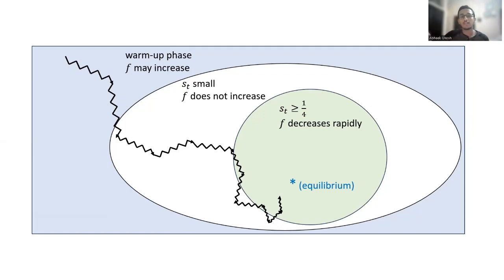Now, inside this white region, where S_T is between 0 and 1/4, is sufficiently small, the potential function F never increases. It may or may not decrease rapidly, but it never increases. On the other hand, there's another region denoted by green, where S_T is greater than or equal to 1/4. And the equilibrium point is also inside this green region. Now, when the potential function F is in this region, it decreases rapidly. Further, what we can show is that the potential function visits this green region frequently, where it decreases rapidly. And when it is in the white region, it just never increases. So after sufficiently many steps in the green region, the potential function goes close to 0.